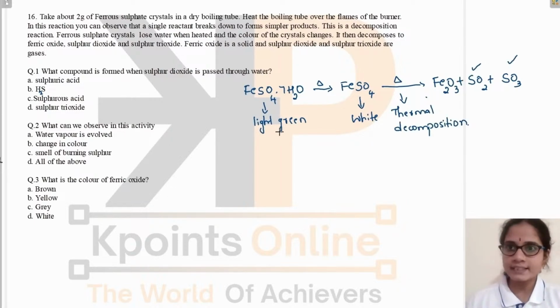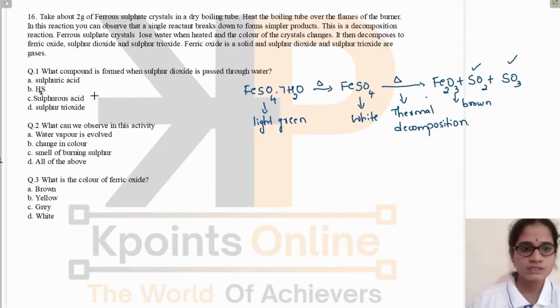First it was light green in color. Once it loses the water of crystallization, it becomes white in color. Again, when you go on heating the ferrous sulfate, ferric oxide is formed. It is brown in color. And also, what observation do you make here? There is a characteristic smell of burning sulfur. When sulfur dioxide is formed, there is a burning smell that we can observe here. Okay. So now let us try to answer these questions.